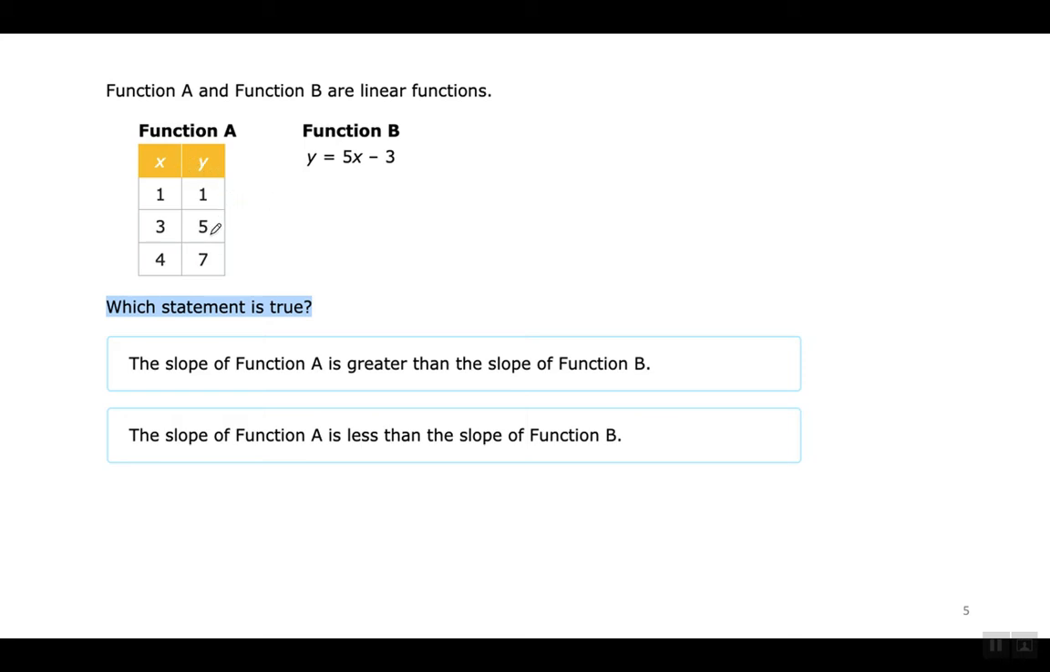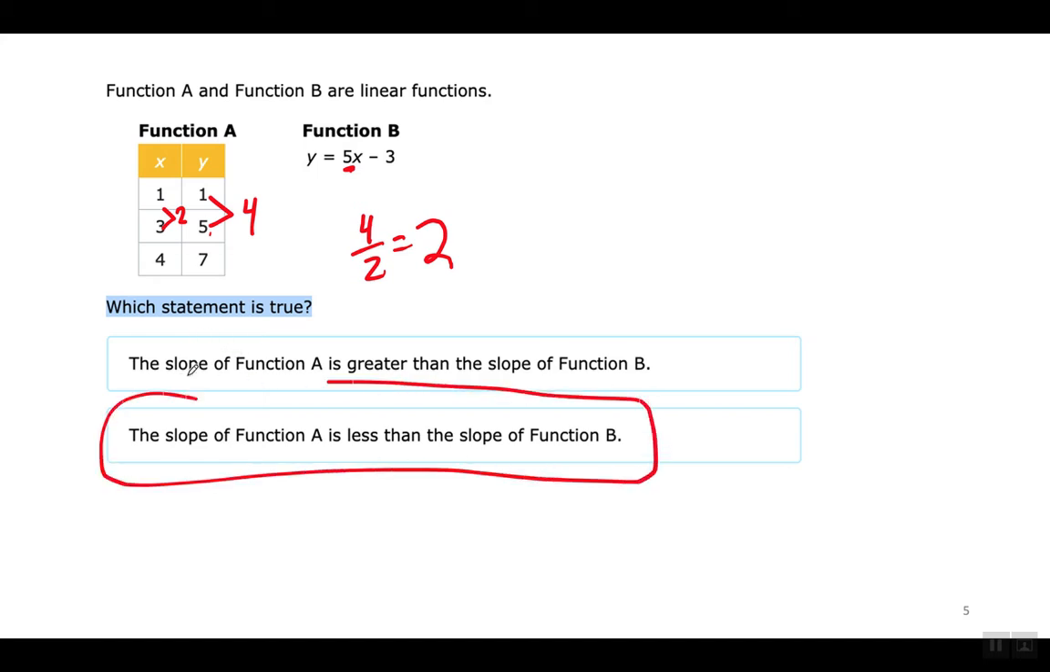This one's mental math. Come on. That one, the difference between 5 and 1 is 4. The difference between 3 and 1 is 2. So 4 over 2. The slope of function A is 2. And the slope of function B is 5. So the slope of function A is less than the slope of function B.